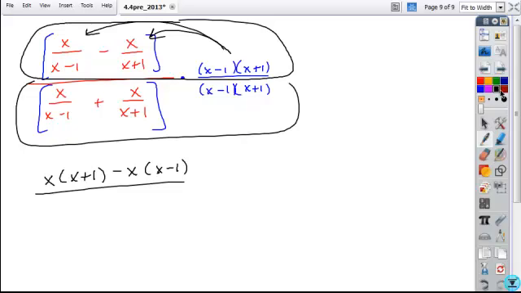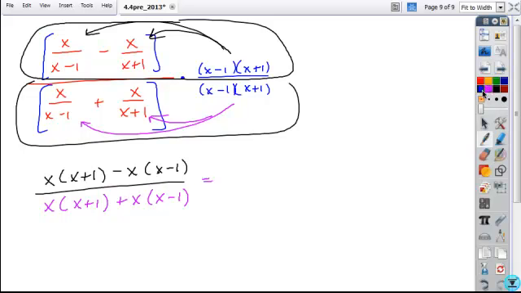We're going to move to our denominator and do the same thing, distribute through. Distribute our LCD to both fractions here. The x minus 1's cancel, leaving an x times the remaining factor, x plus 1, plus here the x plus 1's cancel, we're left with x times the remaining factor, x minus 1. So that's all that's left in my denominator after I distribute through. And so now it's just a matter of simplifying.